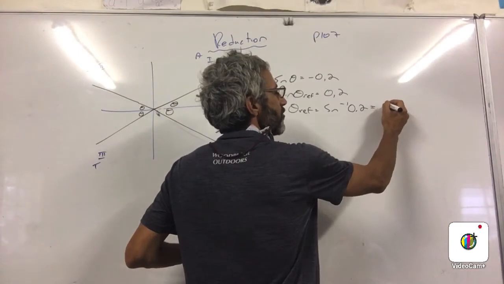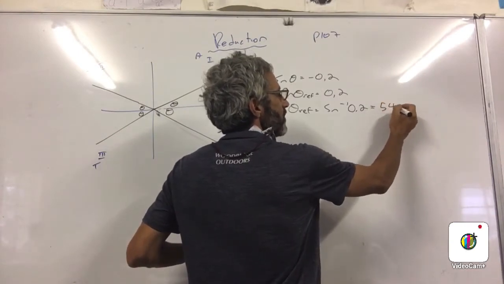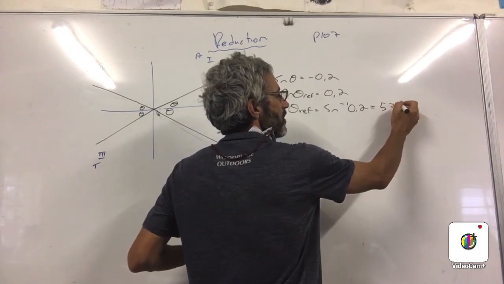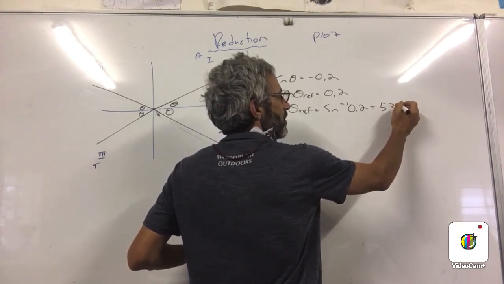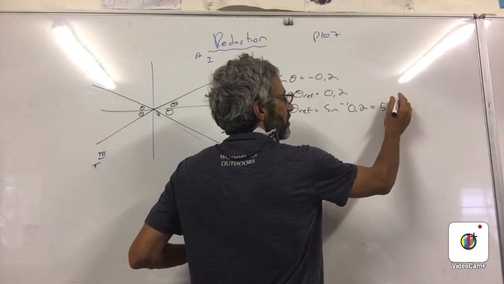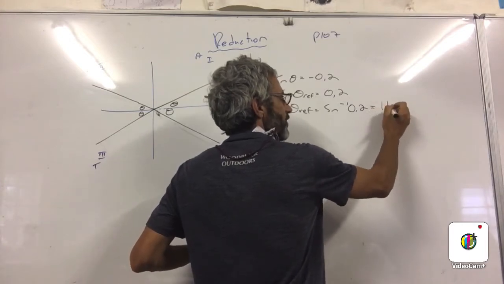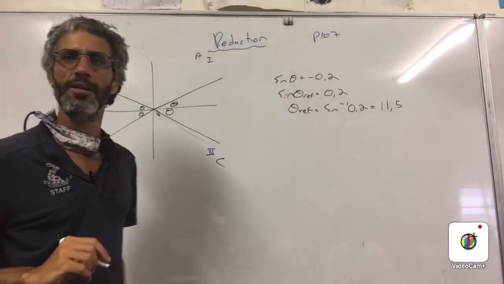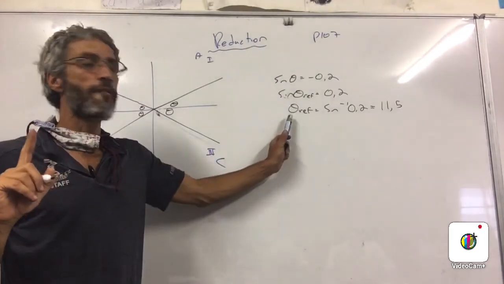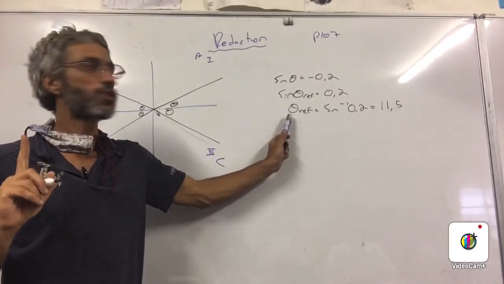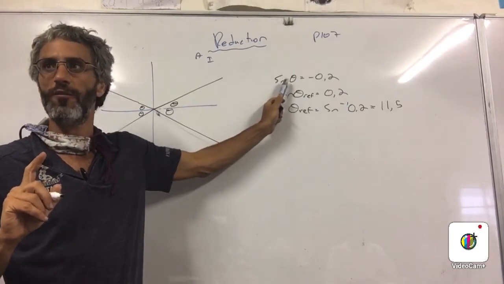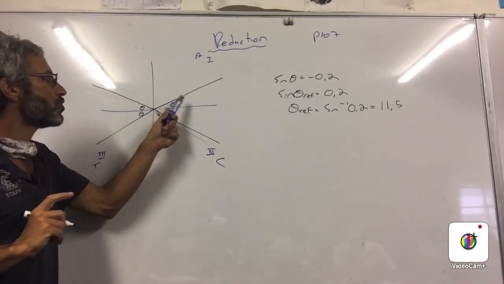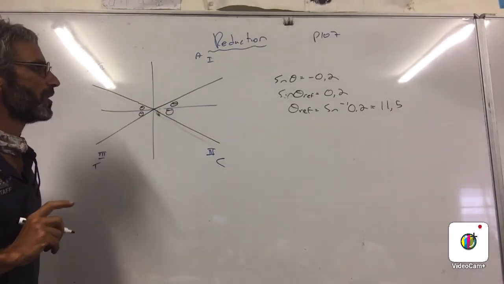How much? 53, or 54 if you round up. Let's do one decimal place: 11,5. Fantastic. We'll just keep one decimal place. So that's the reference angle. That's not the angle that we're actually looking for. To get the angle we're looking for, we need to use this little picture here.